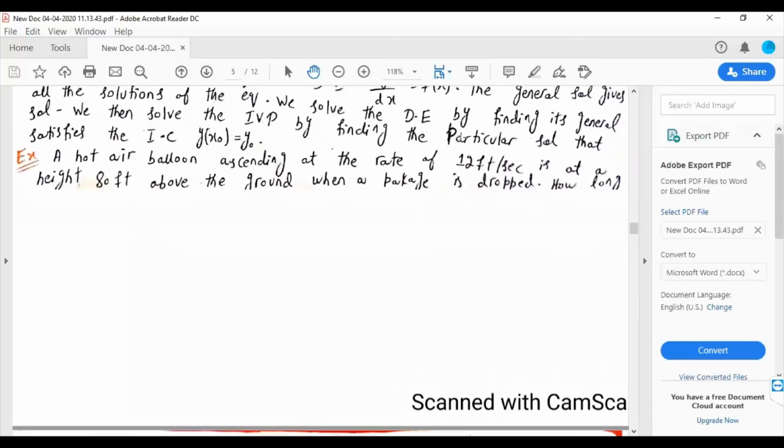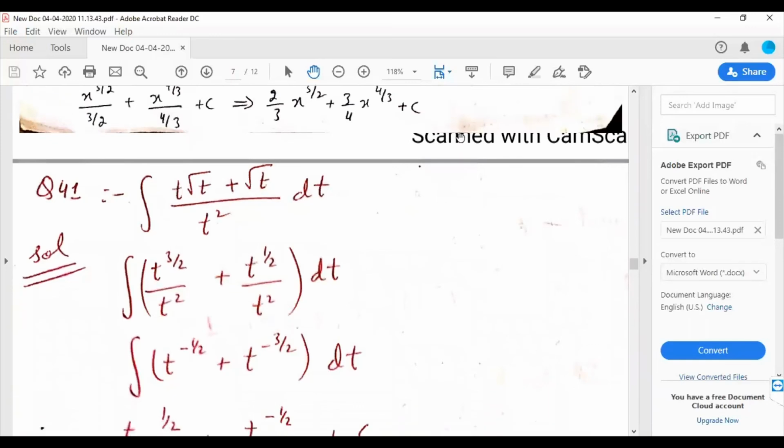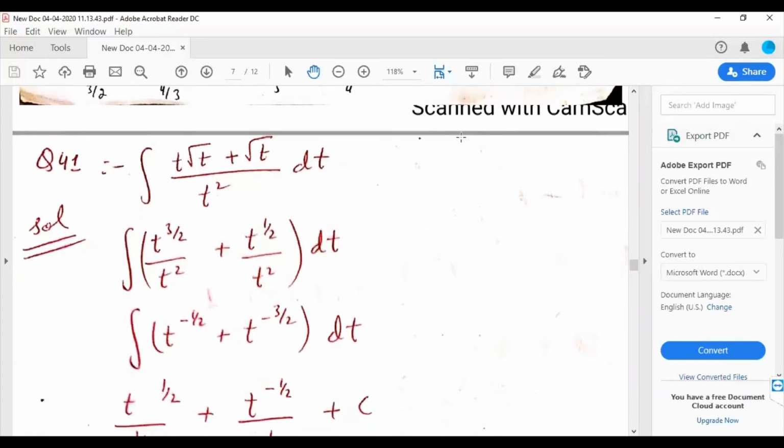Now comes the exercise questions. I have solved a few questions for you, and after listening to this theory you can solve these questions and check your concept.